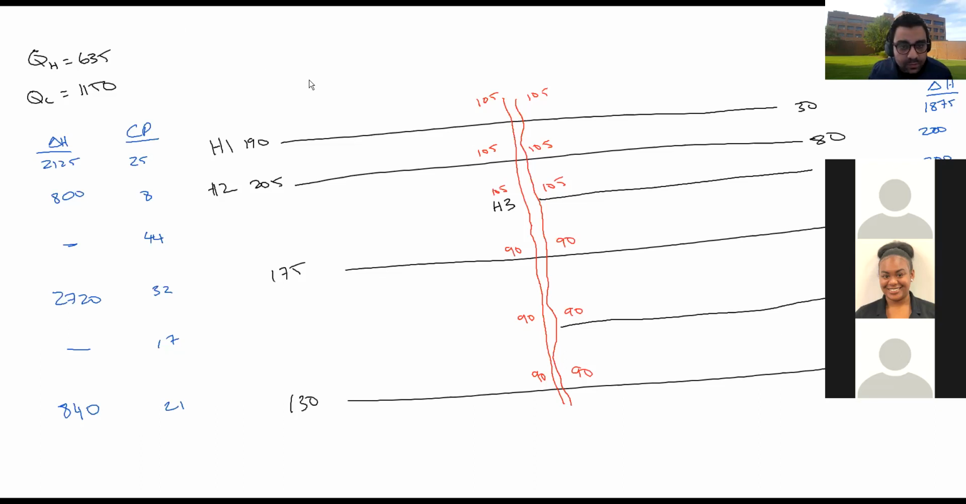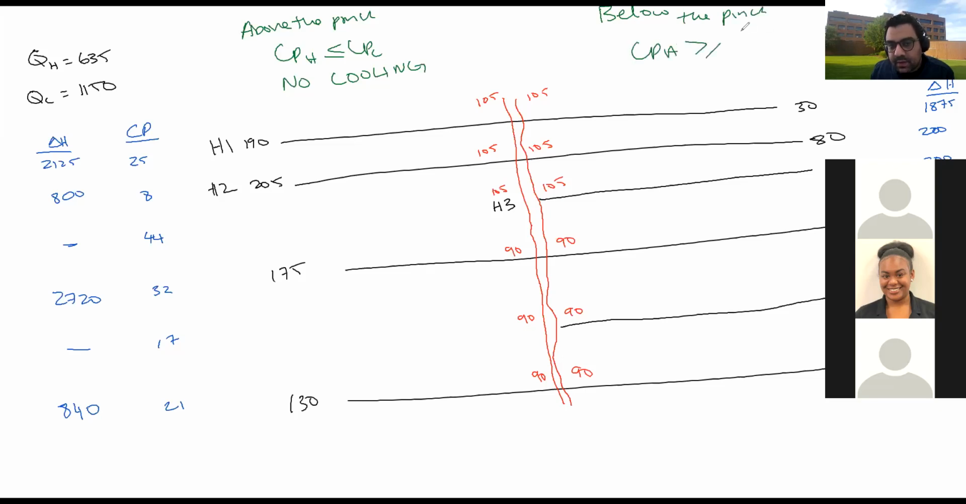Before doing so, let's write the rules here. Above the pinch, CP hot has to be less than CP cold, and there is absolutely no cooling above the pinch, right? And below the pinch, CP hot has to be greater than or equal to CP cold, and there's absolutely no heating below the pinch. Okay, so now let's start the matching procedure.